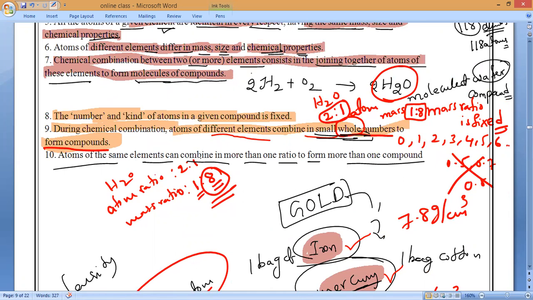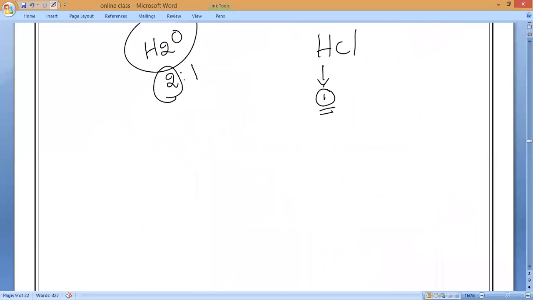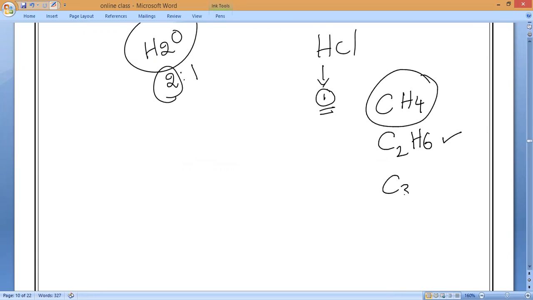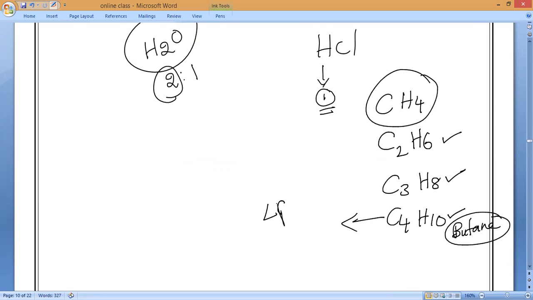Atoms of the same element can combine in more than one ratio to form more than one compound. Is it okay, everybody? Based upon their number, different compounds are named. For example, hydrocarbons: if one carbon reacts with 4 hydrogens, we get methane. If 2 carbons react with 6 hydrogens, we get ethane. 3 carbons with 8 hydrogens, we get propane. 4 carbons with 10 hydrogens, we get butane. So that is what you have to remember. Butane is present in our LPG cylinders, liquefied petroleum gas, just for your knowledge. You see here, the number of atoms is different everywhere, so the compound is also different. Yes or no, guys?